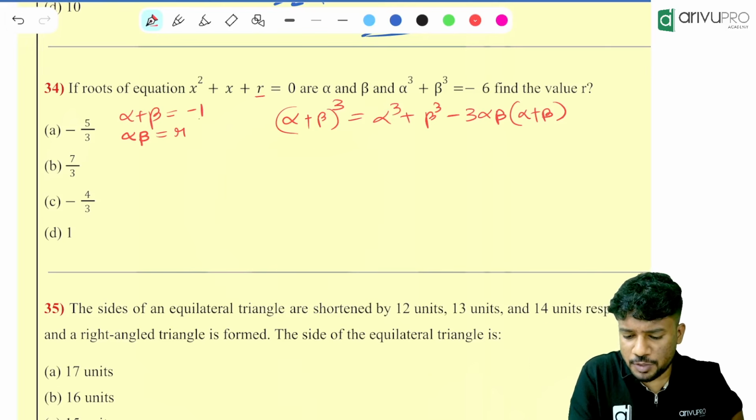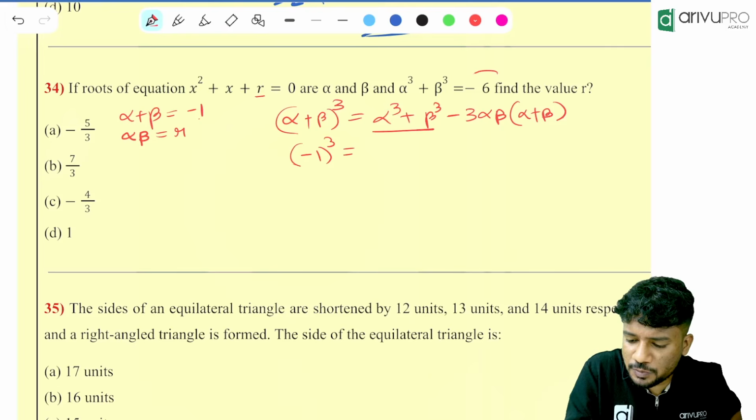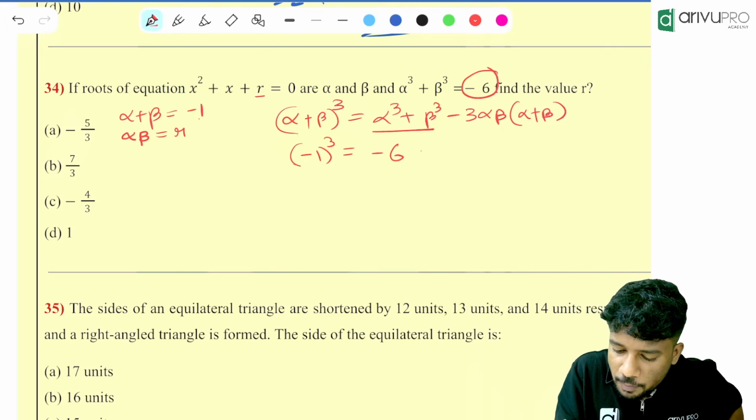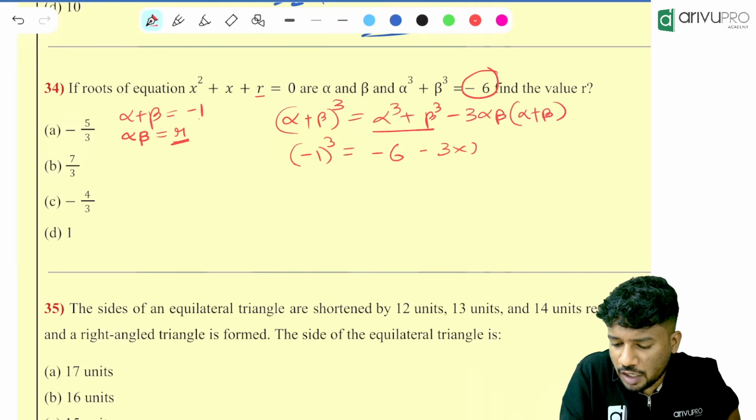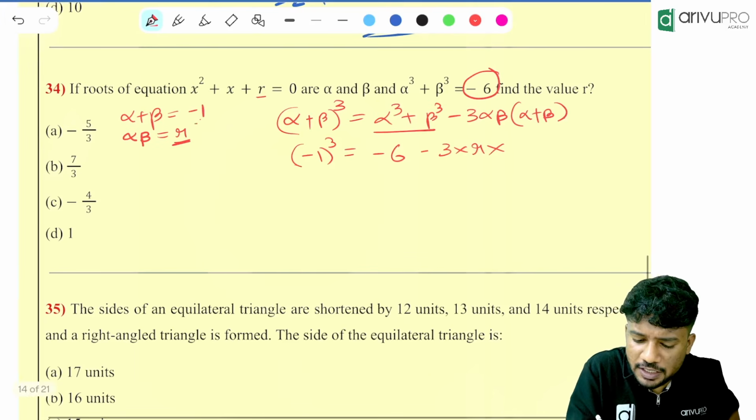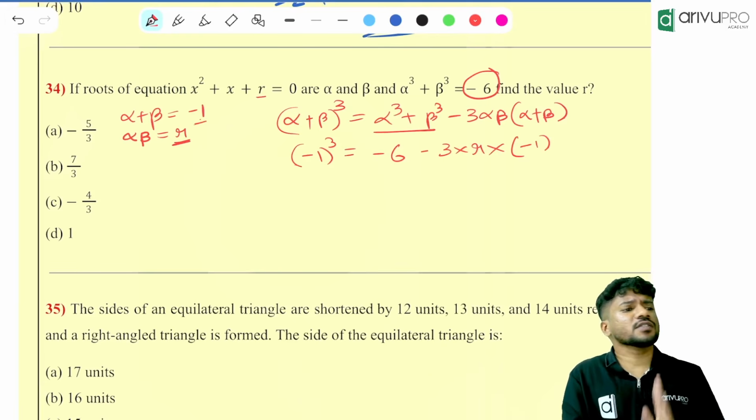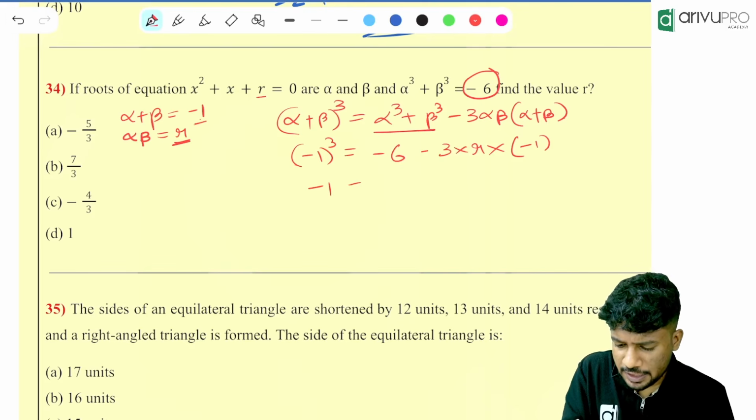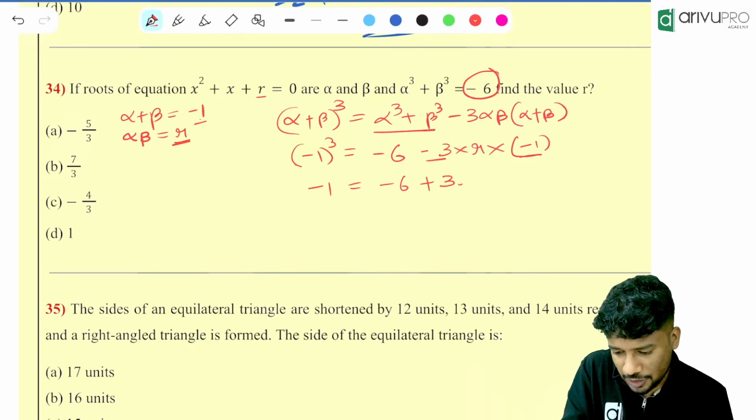Alpha plus beta is how much? Minus 1 the whole cube is equal to alpha cube plus beta cube, which is already given in the question. How much is it? Minus 6, minus 3 into alpha beta, which is R as per the question, into alpha plus beta, which is minus 1 as per the question. Now rearrange, people. Minus 1 the whole cube is how much? Minus 1 itself is equal to minus 6. So minus 3 into minus 1 will become what? Plus 3 into R.